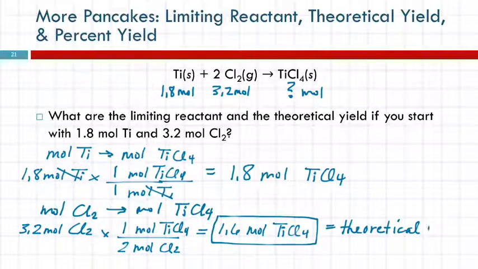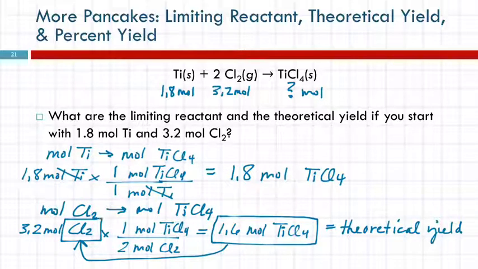That's everything going perfectly. This is the most we could make. So that's the theoretical yield. What is the limiting reactant? The limiting reactant is the one that gave you the theoretical yield. It's the one that gives you the smaller amount of product. It's the one that's going to run out. It's the one that limits how much you can make.